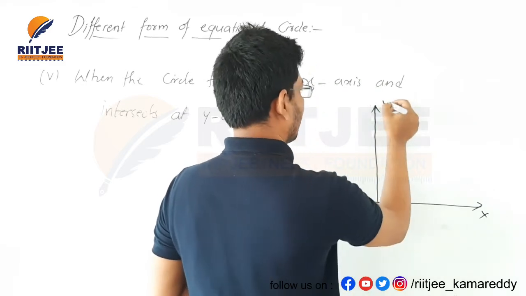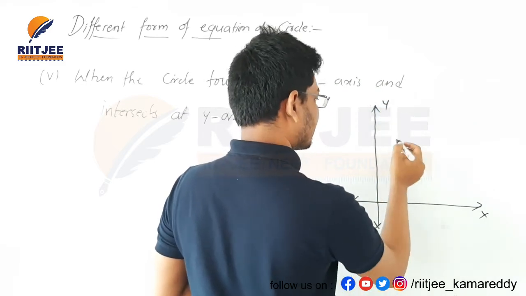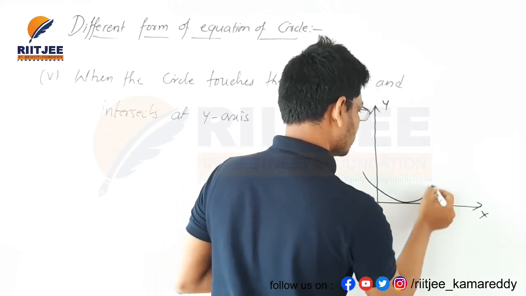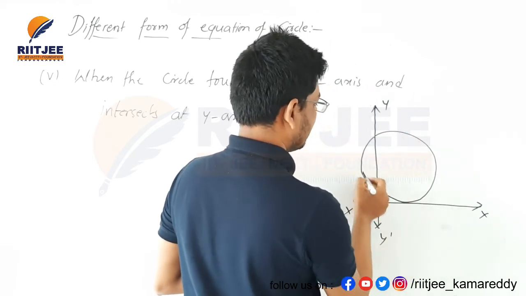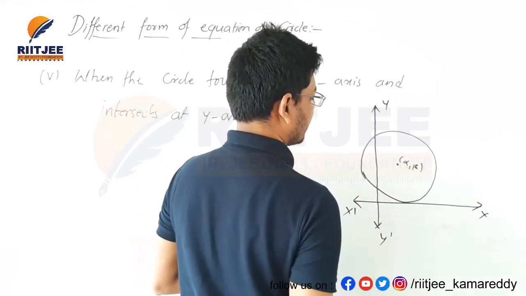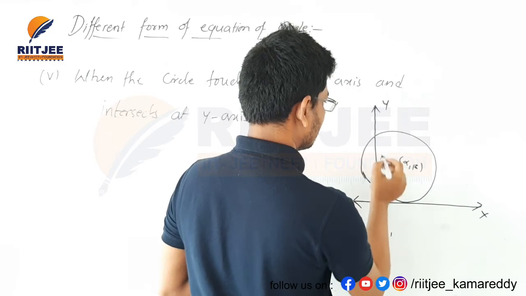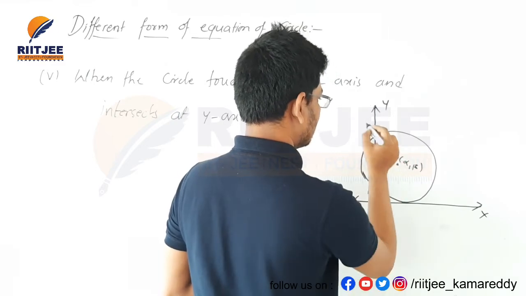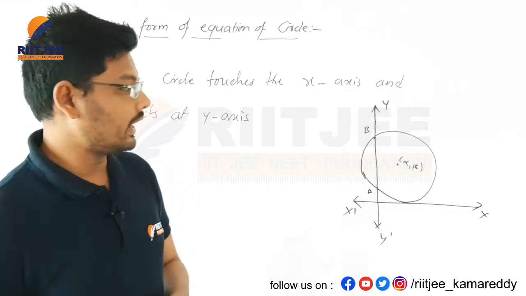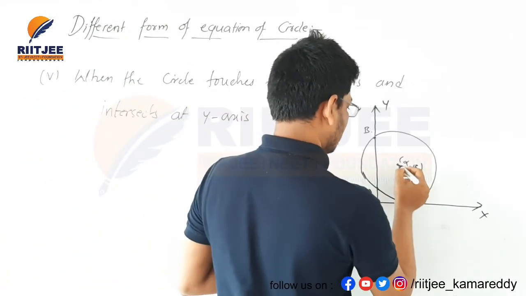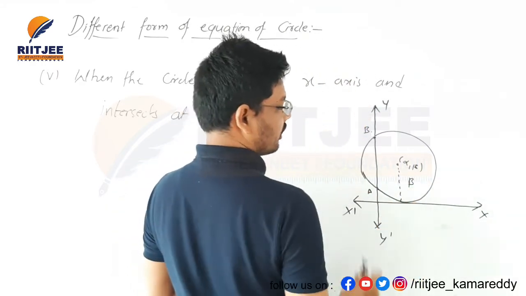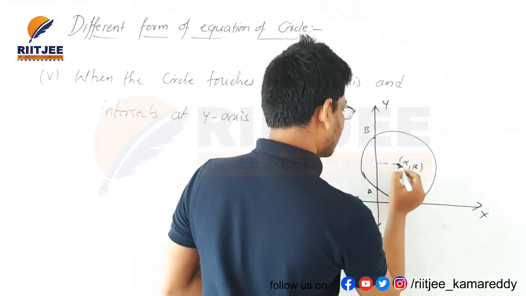X dash, y dash. When a circle touches the x axis and intersects, this is alpha comma beta, and here this is a and this is b. Here we need to find the equation of the circle, and this distance is called beta, that's why this is called the radius here.